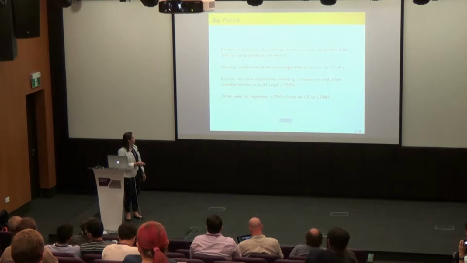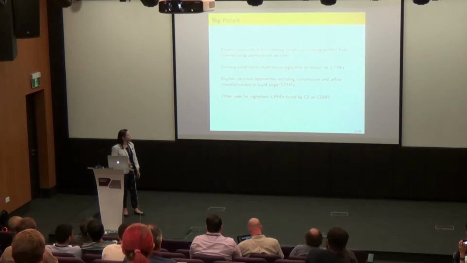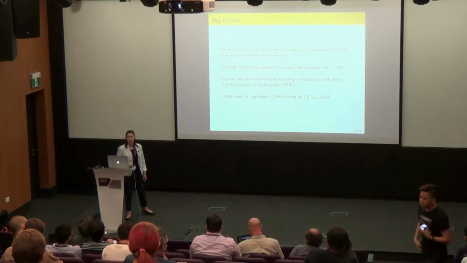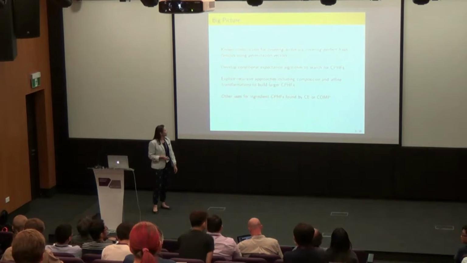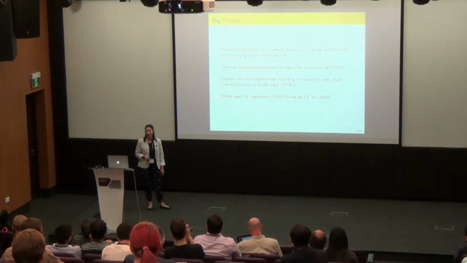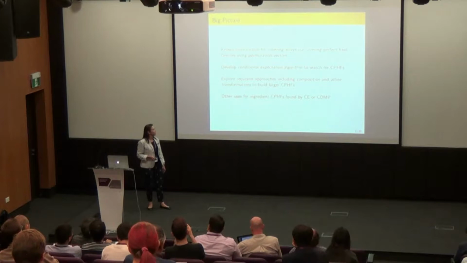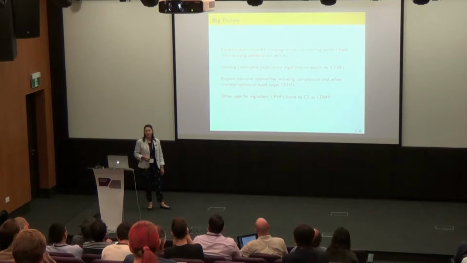So in this talk, I'm going to briefly cover a known construction for covering arrays that uses covering perfect hash families and permutation vectors. I will also talk about a conditional expectation algorithm that we developed to work with the search for covering perfect hash families. I will explore some of the recursive approaches that we've worked on that include composition and affine transformations in order to build larger covering perfect hash families from smaller ingredients. And I will briefly, hopefully, get to talk on some other uses of ingredient covering perfect hash families that are found by either conditional expectation or composition.